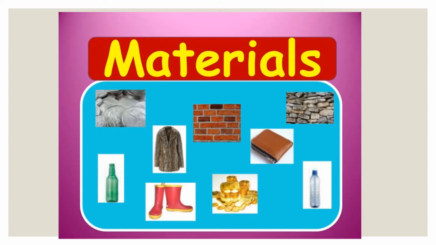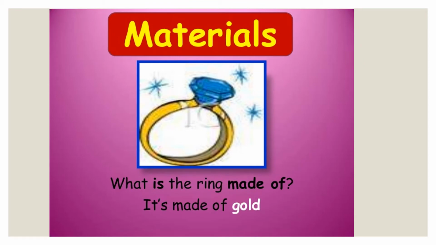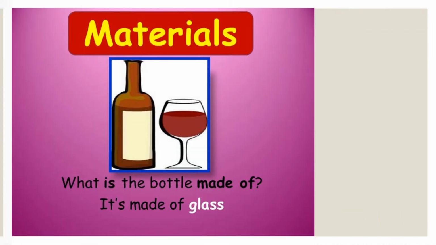In this picture you can see different types of material. As in the picture you can see a ring. What is the ring made of? It is made of gold, and here you can see diamond also. So in the ring there are two types of material, gold and diamond. In this slide you can see a bottle. What is the bottle made of? It's made of glass or maybe plastic.